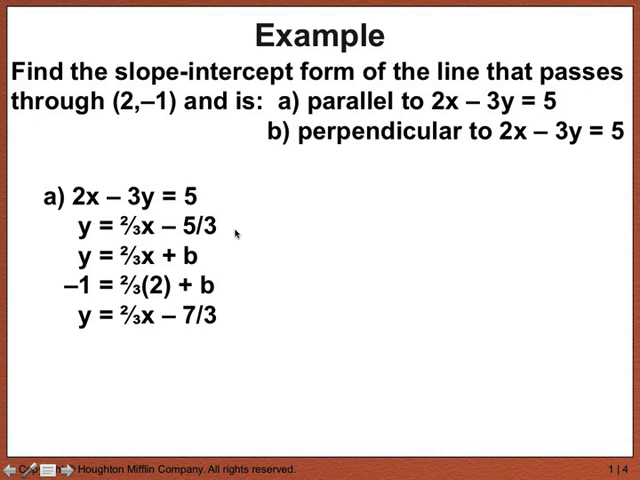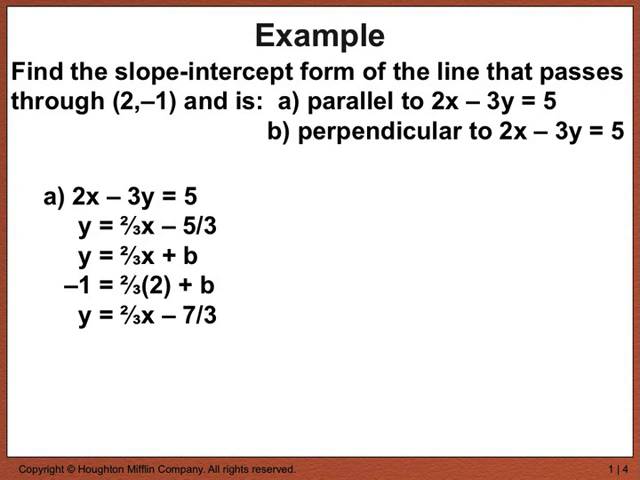We know that a parallel line will have the same slope. That's why I simply copied down the slope-intercept form and left the y-intercept as a variable, because I know that parallel lines differ only in their y-intercept. Next step was simply to plug in the point (2, negative 1). So I plugged in negative 1 for y and 2 for x, and then solved for b. You find that b is negative 7/3. So the final answer is y equals 2/3 x minus 7/3.